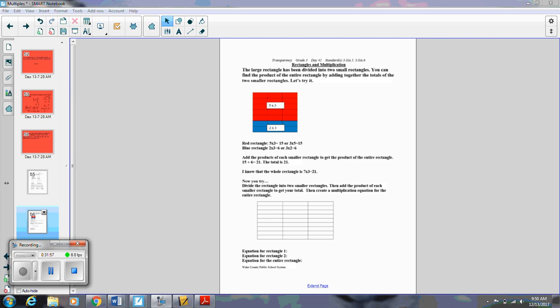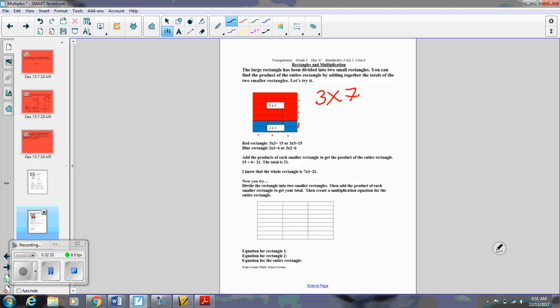So my large rectangle has been broken up. If I made a large rectangle array like you just did on the front of your graph paper, it's been broken up into 2 smaller arrays. And then I can find the product of the red small array and the blue small array to figure out the total. Okay? So let's look at this. This is a 1, 2, 3 by 1, 2, 3, 4, 5, 6, 7. A 3 by 7 array. The whole thing is a 3 by 7.